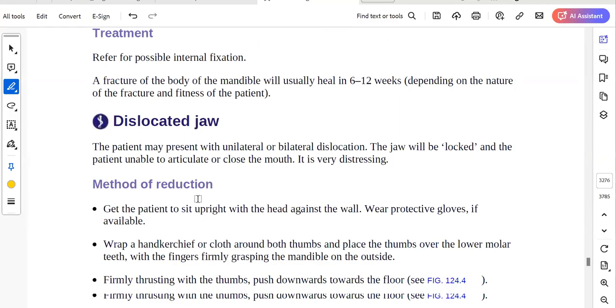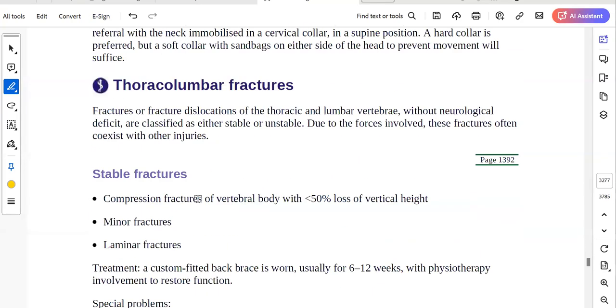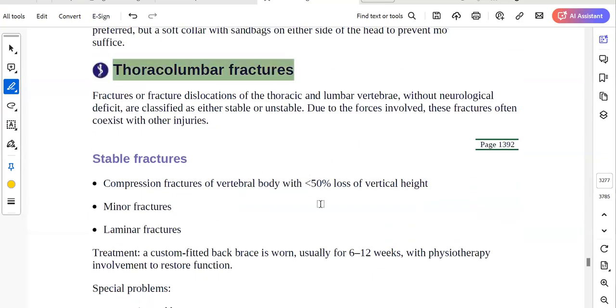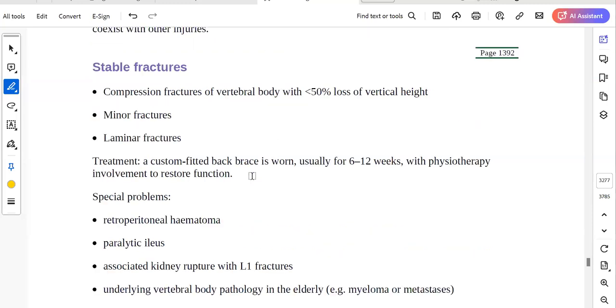Mandibular fracture is not needed. Dislocated jaw is not needed. Thoracolumbar fracture. Let's talk about this. With thoracolumbar fracture, patients sometimes can get a vertebral fracture, right? And vertebral fracture we divide into stable fracture and unstable fracture.